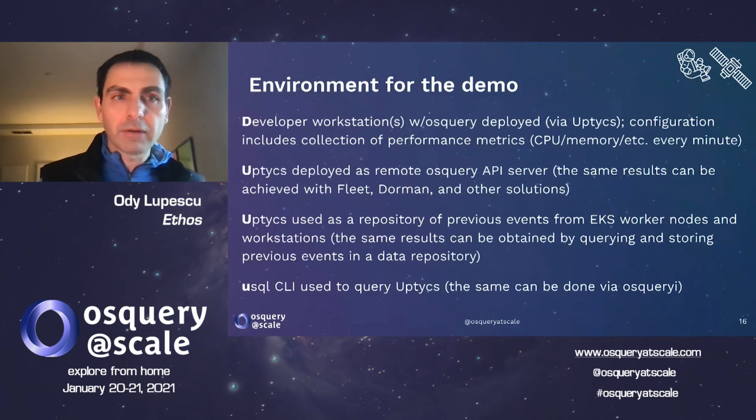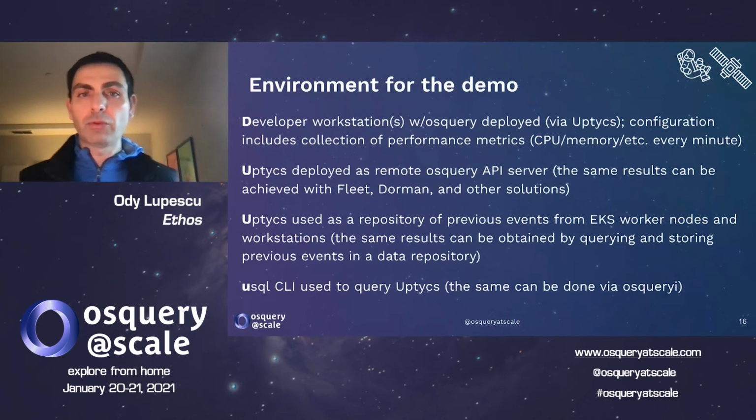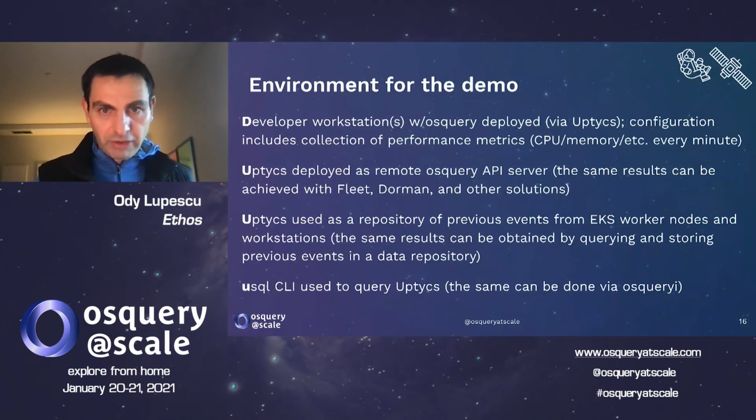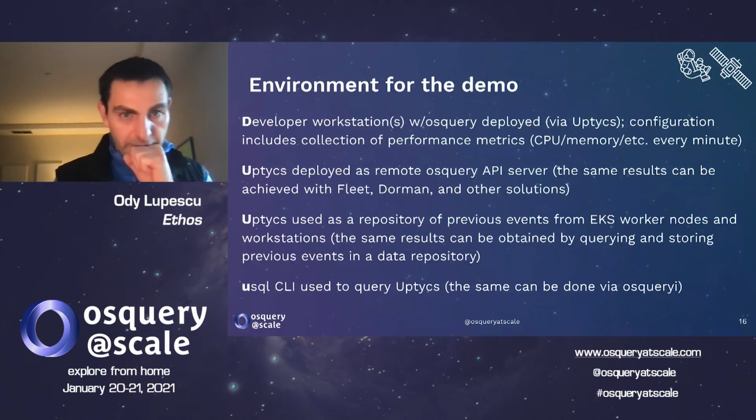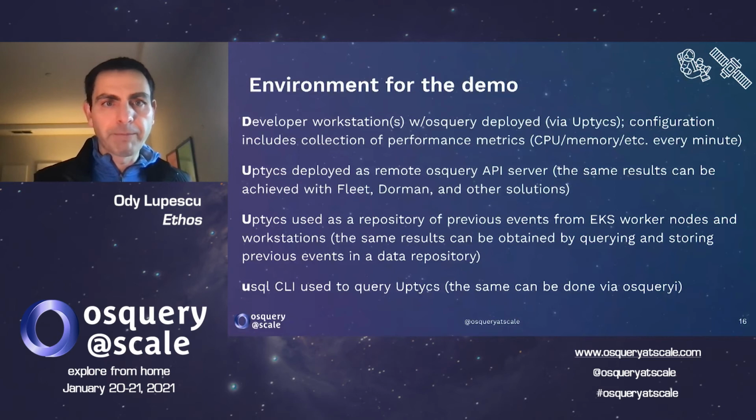So this is again where Osquery comes in handy. In this context, the environment is similar to the previous one, except now we're focusing primarily on the workstations. We don't have anything Kubernetes or production deployments. So we have workstations with Osquery deployed. We're collecting performance metrics from those workstations. We're using Optics, and the same thing with the CLI.